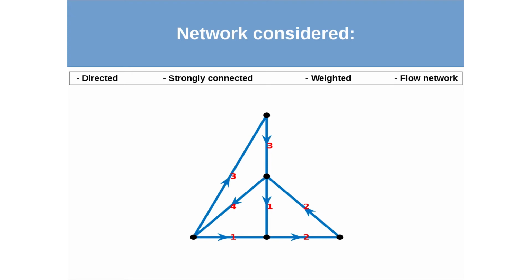Finally, the network is a flow network. For every node in the network, the sum of the weights coming in is equal to the sum of the weights coming out. For this node, we have 2 plus 3 coming in equals 4 plus 1 coming out. Here we have 3 equals 3, and finally 3 plus 1 equals 4.